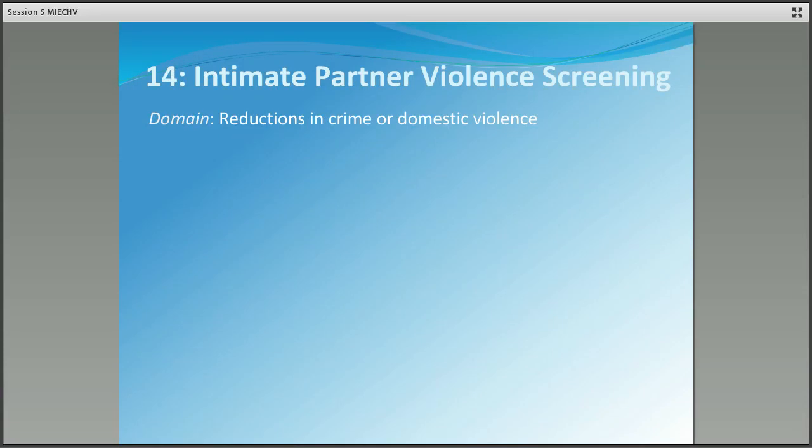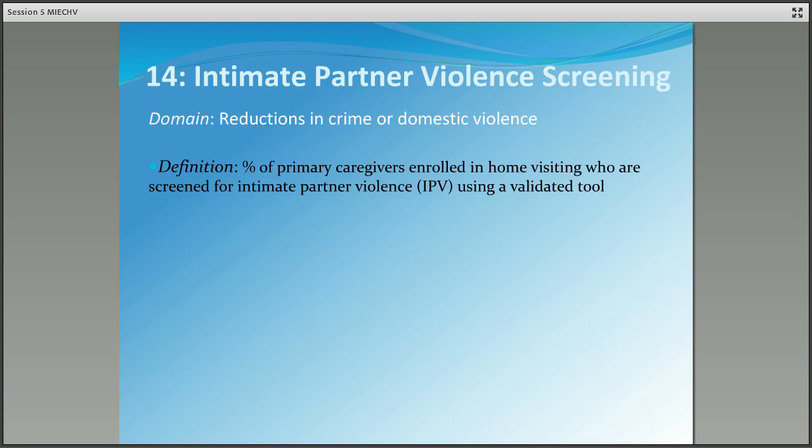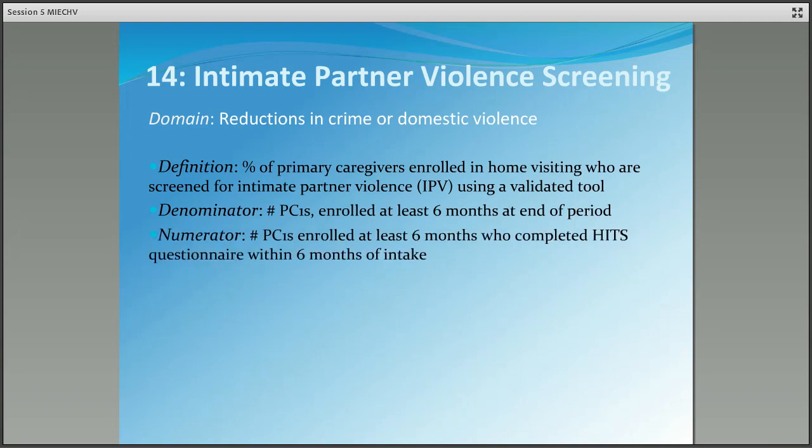Number 14 looks at intimate partner violence screenings. This is the percentage of caregivers enrolled in home visiting who are screened for intimate partner violence, IPV, using a validated tool. So our denominator is the number of PC1s enrolled at least 6 months at the end of the period, and our numerator is the number of those PC1s enrolled at least 6 months who completed the HITS questionnaire within 6 months of intake.